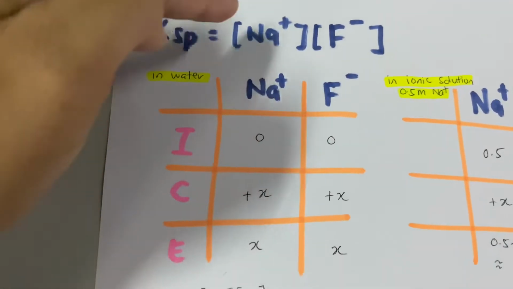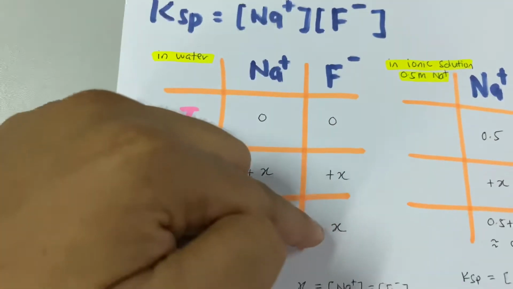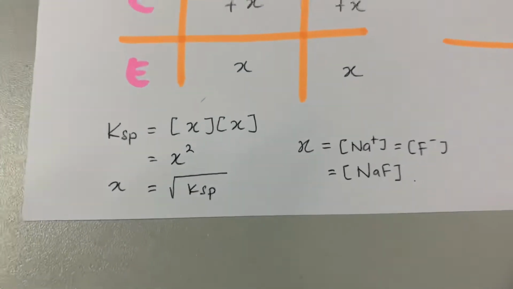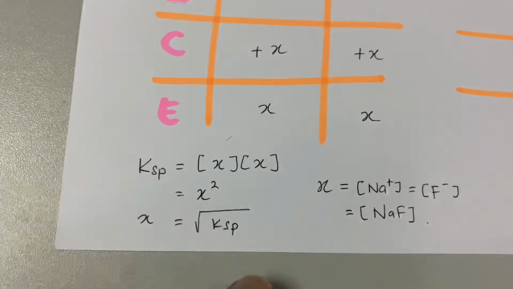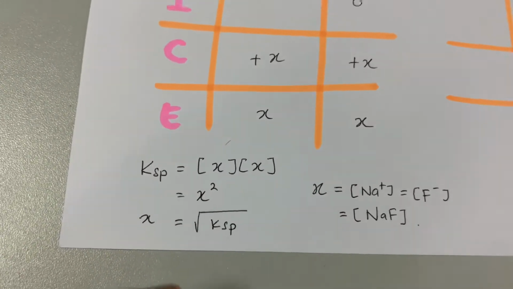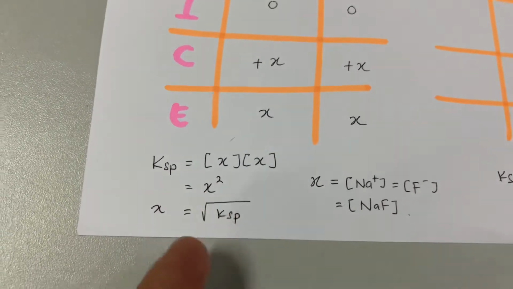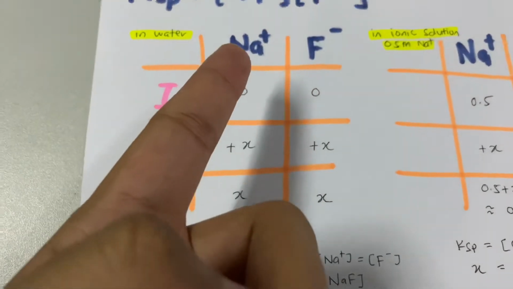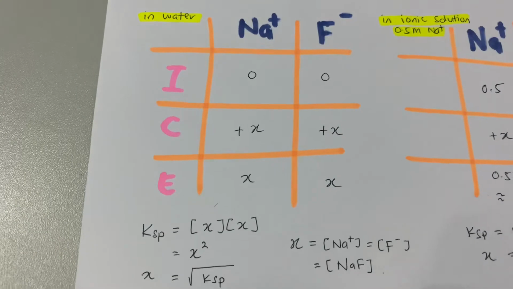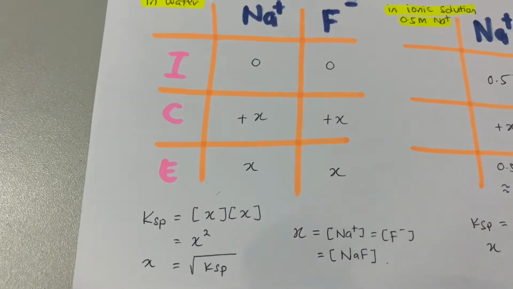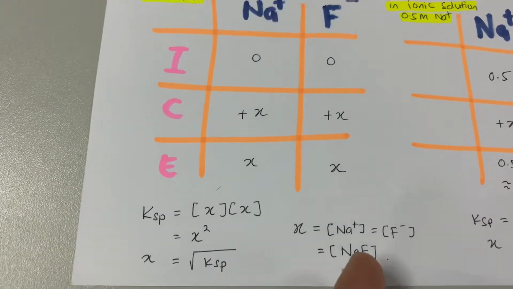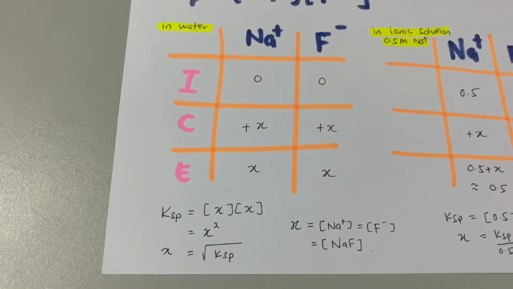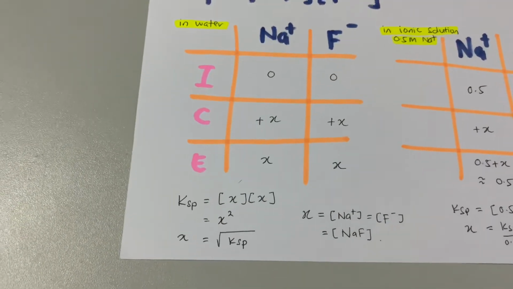Then you need to put it in the Ksp expression. Na+ is x, F- is also x. So you will get Ksp equals x squared, and then you take the square root of Ksp to get the solubility x. So x is actually [Na+] equals [F-] equals the solubility of NaF. If you get the x value, you have solved the solubility of NaF in water.